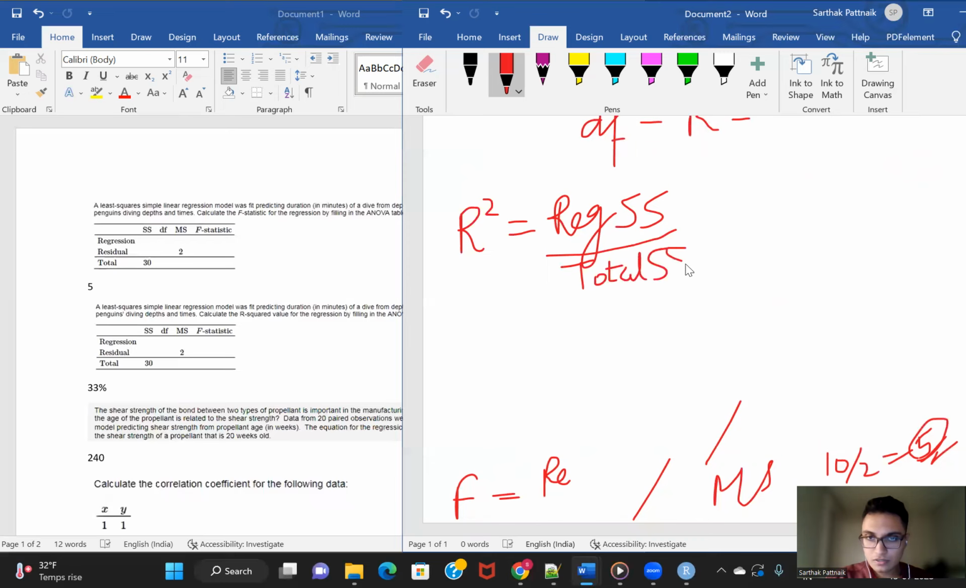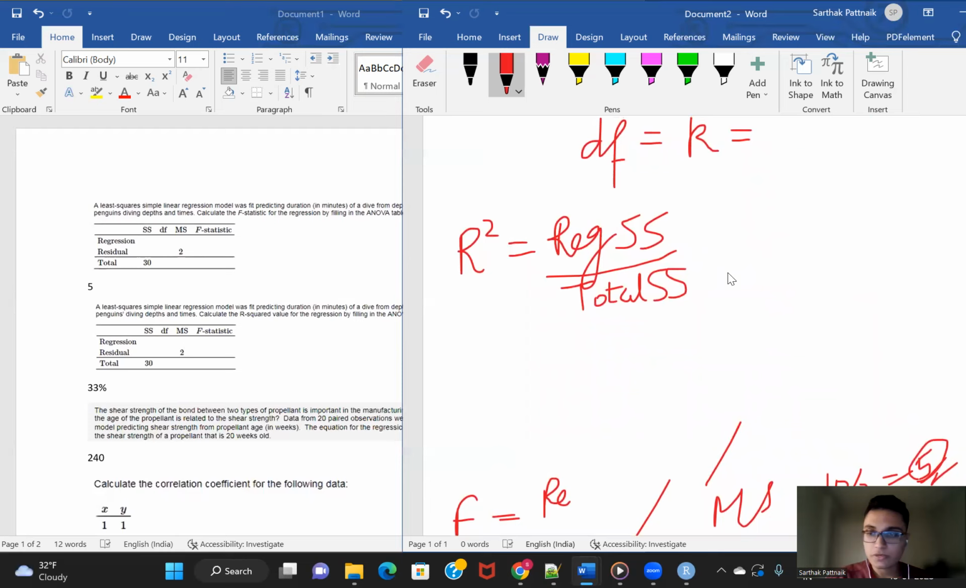total sum of squares. In case of simple linear regression, this is also equal to the square of the correlation coefficient. But since we have insufficient data to calculate our correlation coefficient, we will be directly using this formula to calculate my R squared, or my coefficient of determination.